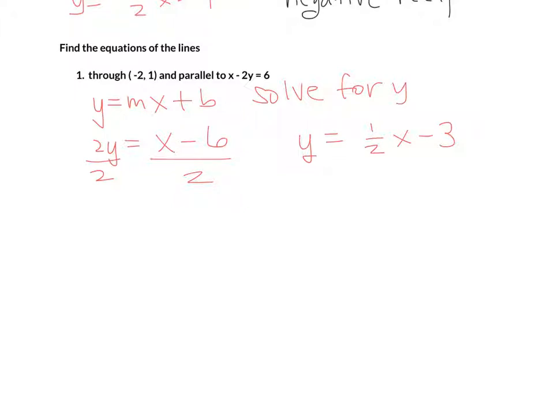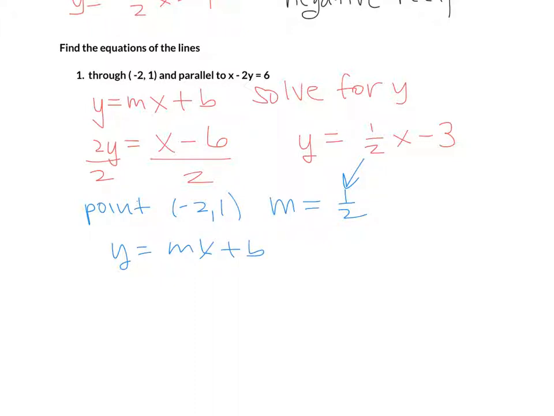So now for the line that we're looking for, we have these two pieces of information. We have the point (-2, 1), and we have the slope. Because they're parallel, we know the slope is going to be the same. So our slope is 1/2. Our goal is to get y equals mx plus b.